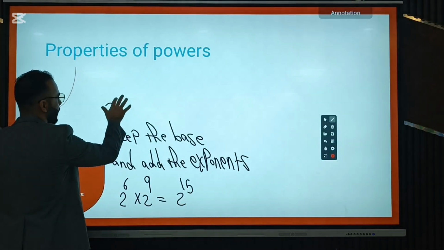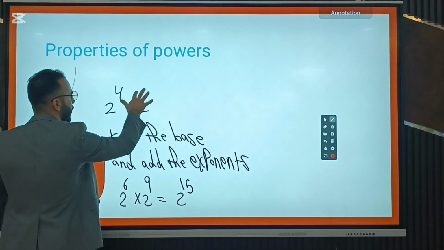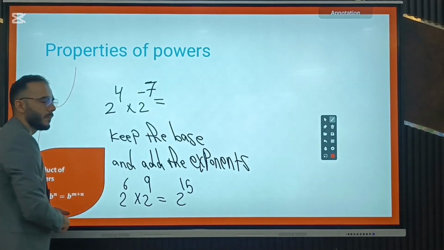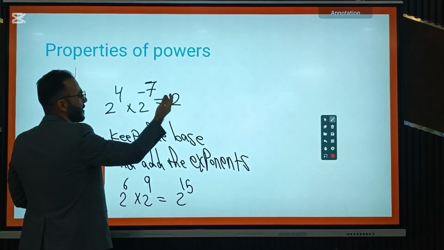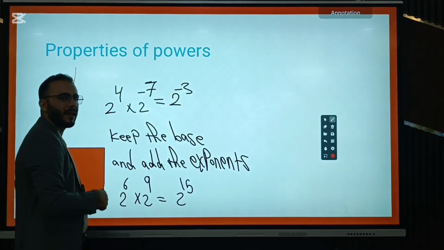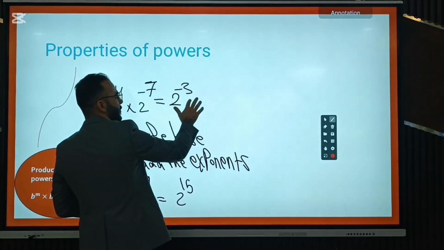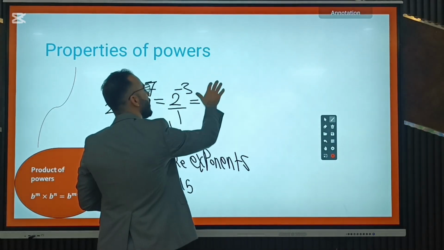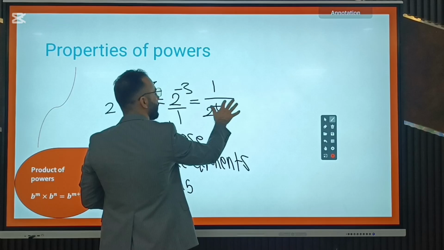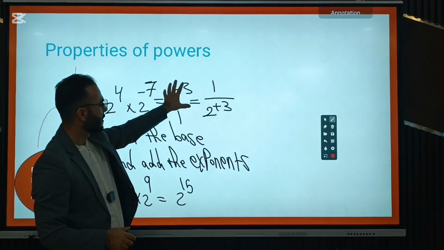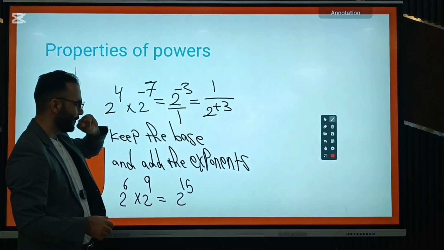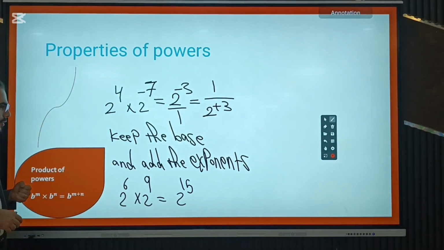One more example, let's say 2 to the power of 4 times 2 to the power of negative 7. So keep the base and add the exponent. 4 plus negative 7 is equal to negative 3. Later on we will study that we are not okay with negative exponents. Whenever we have one, we are going to flip it and take the reciprocal form. So here it is 1 over 2 to the power of positive 3. This is how you turn a negative exponent into a positive exponent. All right, that is regarding the product of powers.